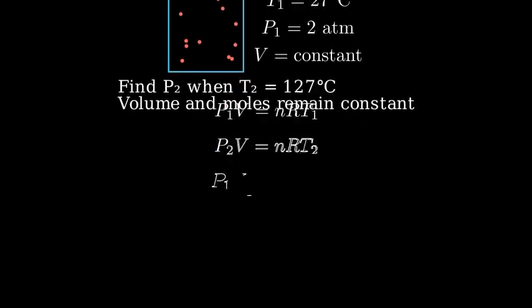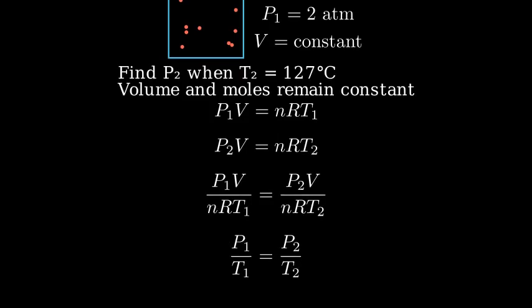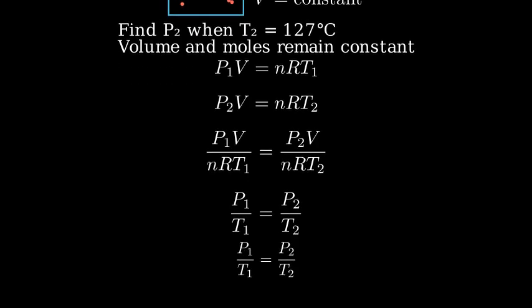First, since volume and number of moles remain constant, we can use a simplified version of the ideal gas law that relates pressure and temperature. We can write P1/T1 = P2/T2.